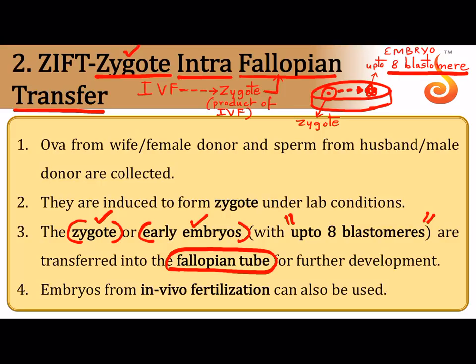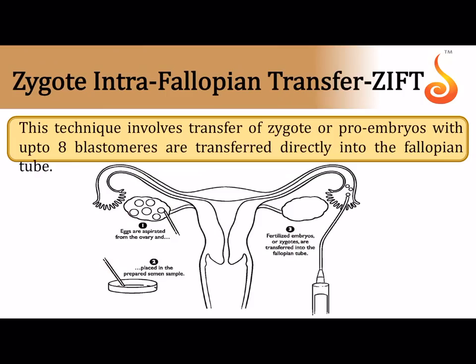So isn't it a product of IVF? In IVF, we got a zygote. So you take the zygote or the embryo and transfer it into the fallopian tube. What is the criteria for you to transfer the embryo? It should have cells not more than 8 blastomeres. Clear? See, it is shown here very clearly. Correct? So the fertilized embryo or zygote. What is being introduced over here into the fallopian tube? This is the fallopian tube of the recipient.